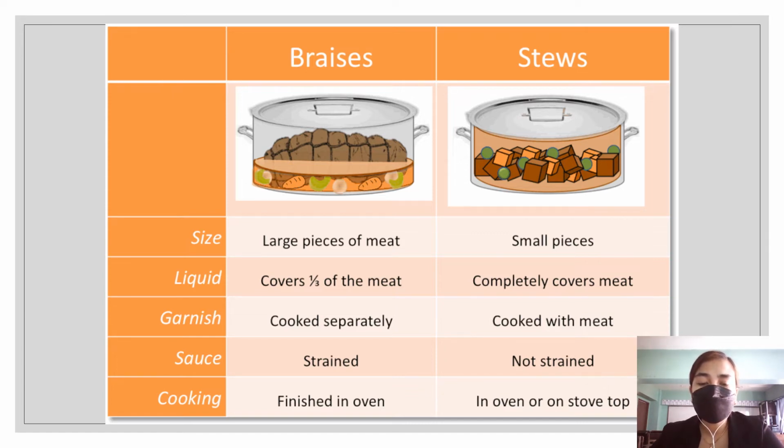When it comes to liquid, braising covers one-third of the meat, while stewing completely covers the meat. When it comes to garnish, in braising, they are cooked separately, while in stewing, they are cooked with the meat. When it comes to the sauce, in braising, it is strained, while in stewing, it is not strained. In cooking, braising is finished in the oven, while stewing is done in the oven or on the stove top. Okay?